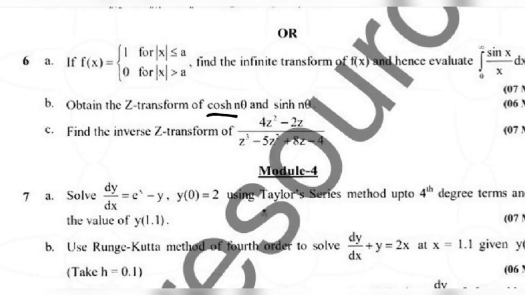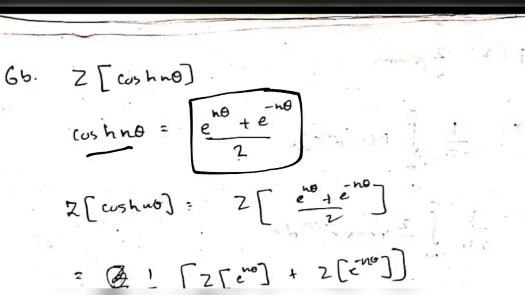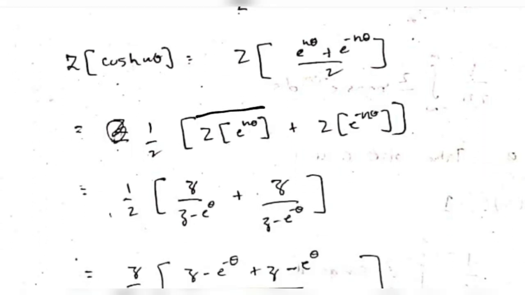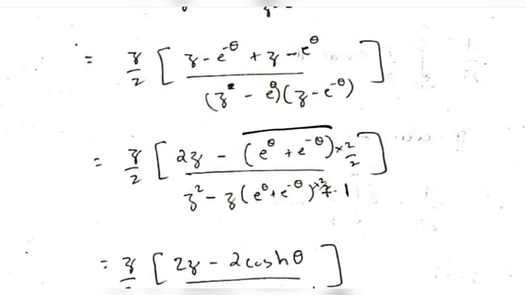We have to derive the formula of cosh n theta and sinh n theta. For this question, you need to know what is cosh n theta in terms of e. In the formula list, I have mentioned all of these formulas of cosh n theta, sinh n theta in terms of e. You can refer to that. Now, instead of cosh n theta, we will be substituting the e terms. Since we have the formula of z transform in terms of e, we will be using that to simplify it, and then you will reach this step here.